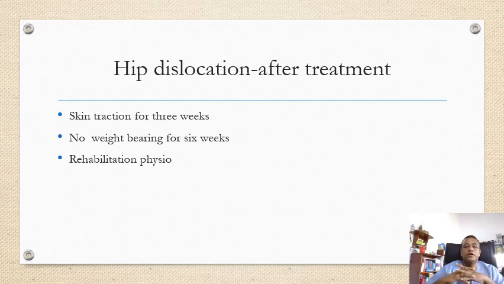Once you have done the hip reduction in hip dislocation, you have to apply skin traction for 3 weeks. After 3 weeks, you can remove the traction and start physiotherapy. But the patient should be non-weight bearing for another 3 weeks. Then up to 6 weeks, the patient should be non-weight bearing and follow supervised rehabilitation physiotherapy.